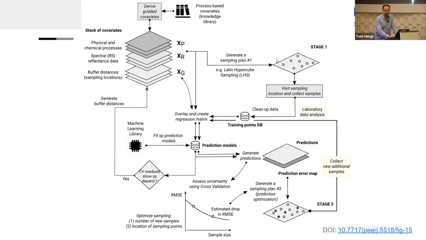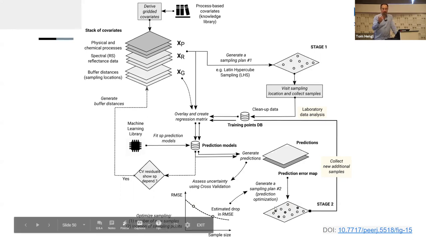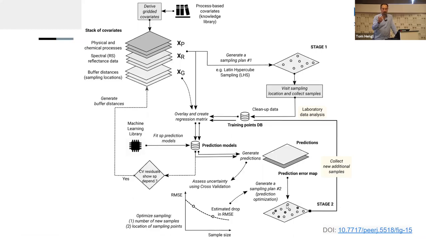So this is the initial stage one. Then in stage two, you have the model and you know where the prediction errors are highest. You go there, and you sample proportional to that prediction error. Where you have a higher error, you put more samples. And then you refit. That's a good question.